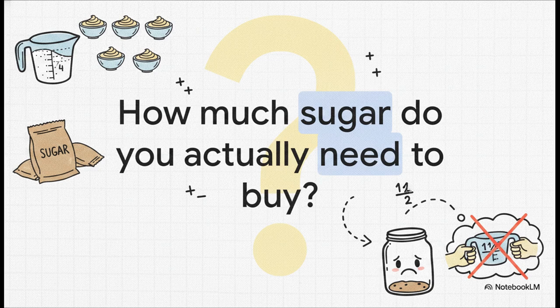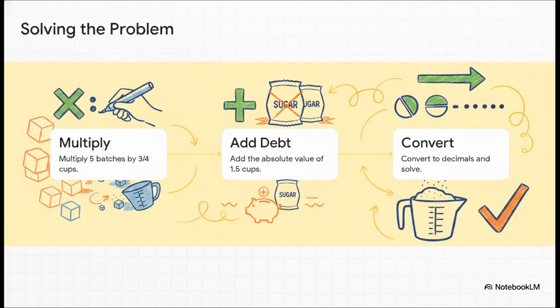Let's say a recipe needs 3/4 of a cup of sugar per batch, and we're making 5 batches. But wait, there's a catch. We also owe our friend 1.5 cups of sugar from a previous baking adventure. So how much sugar do we actually need to acquire to bake our current batches and pay off that debt? Watch how these steps visually unfold. Let's move from multiplication to addition while keeping a really close eye on our units.